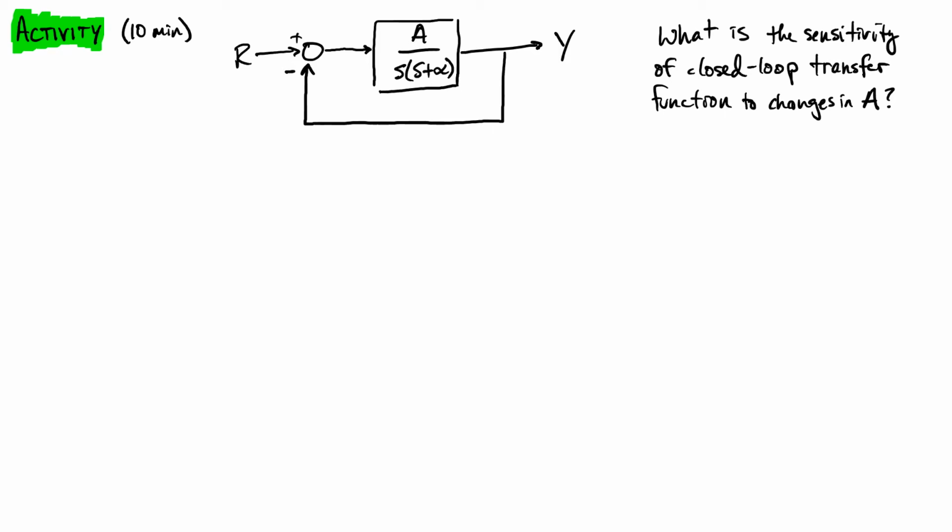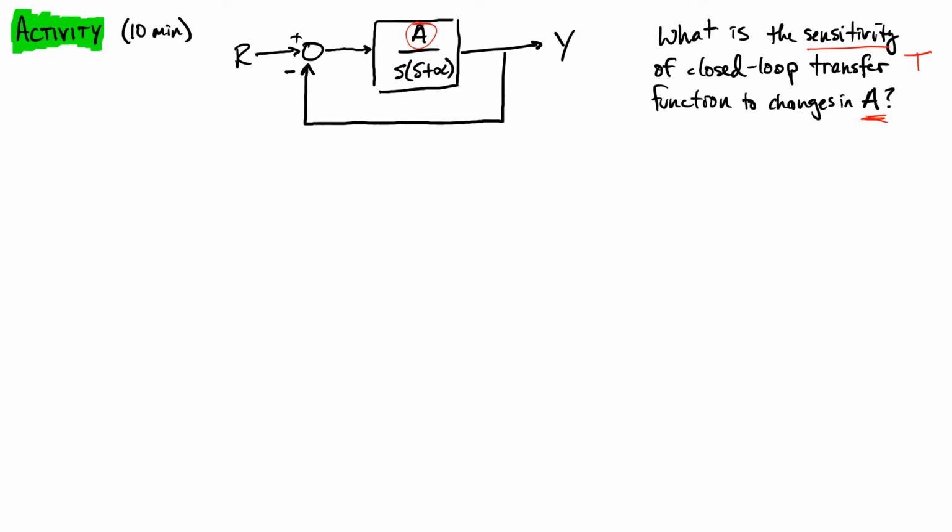In this activity, we're taking a look at how our notions of sensitivity can be applied to an example system. So in this case, we're interested in quantifying the sensitivity of the closed loop transfer function. So again, that's that T that we had in the previous slides, and how that changes with a parameter in our transfer function for our system, capital A.